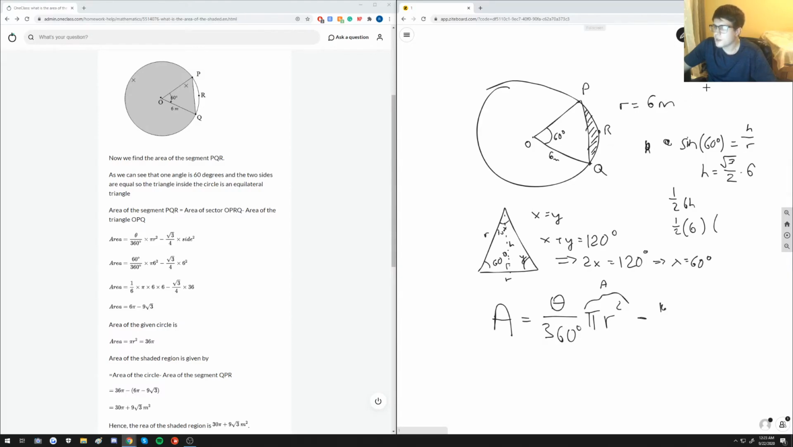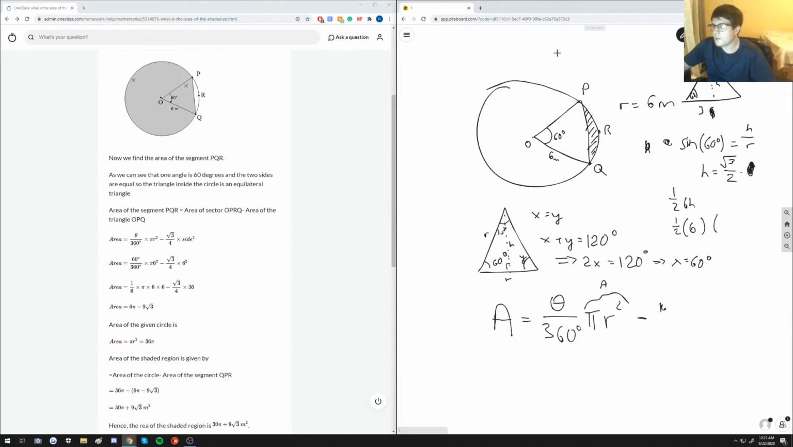Okay, yeah, so the area of the triangle here. We have 6 coming in for our radius. This side is 6 as well. This side is 6 as well. This side right here, we would find this h right here. Our base is 3, my bad. Our base should be 3 in this case.